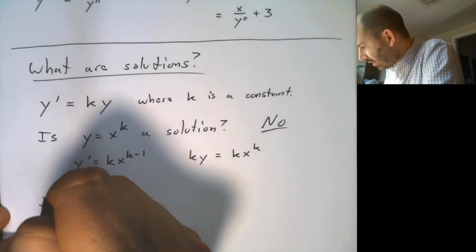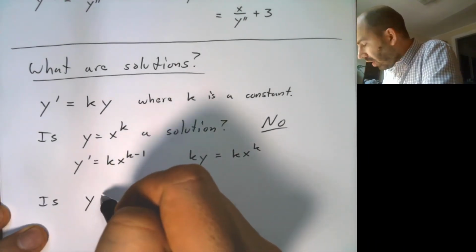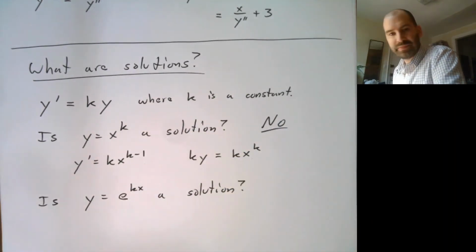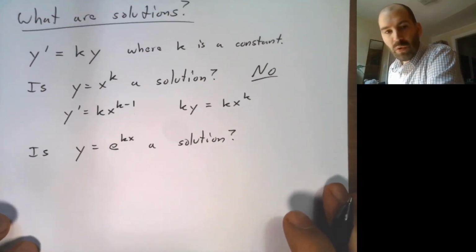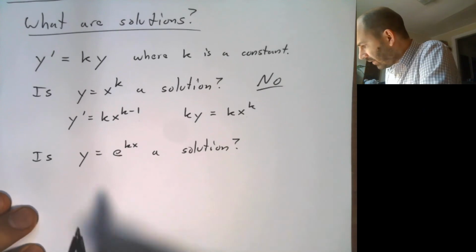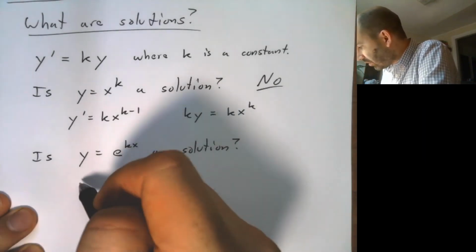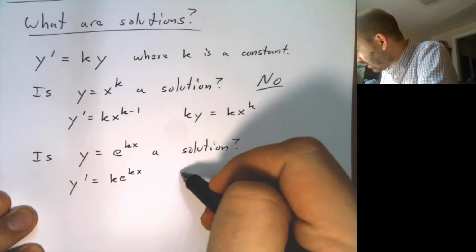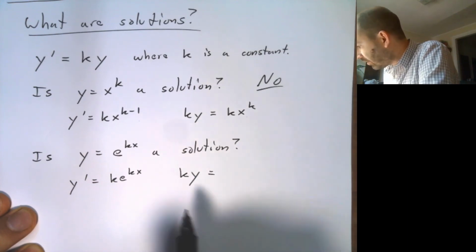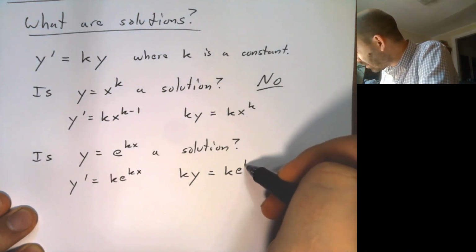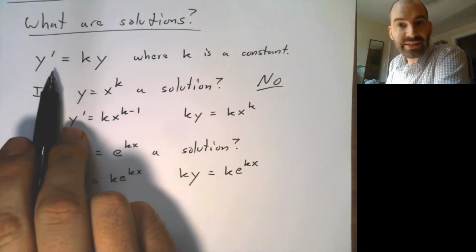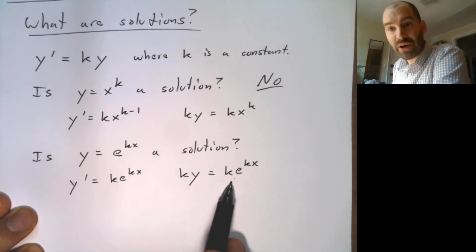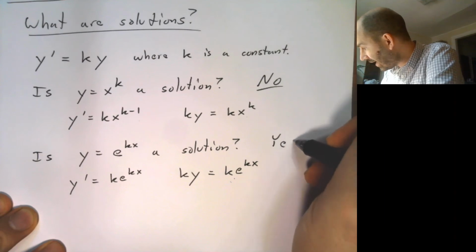Okay, what about this? Is y equals e to the kx a solution? How about this one? Well, again, I need to check y prime and ky. So let's compute y prime. If I take the derivative of this, I get k times e to the kx. If I compute k times y, I'm just going to multiply this by k. I get k times e to the kx. Now, the differential equation says that these are supposed to be equal. Are they equal? Yeah, they're exactly the same function. So yes, it is a solution.